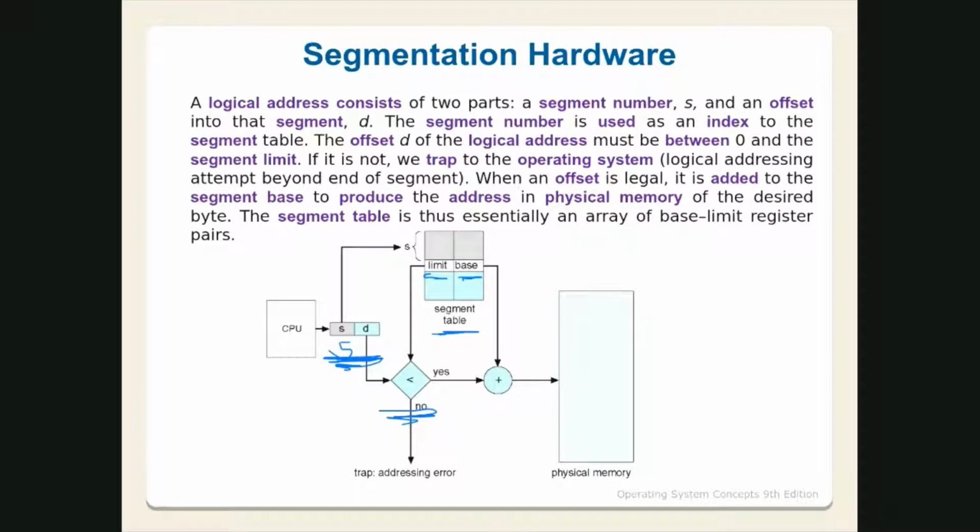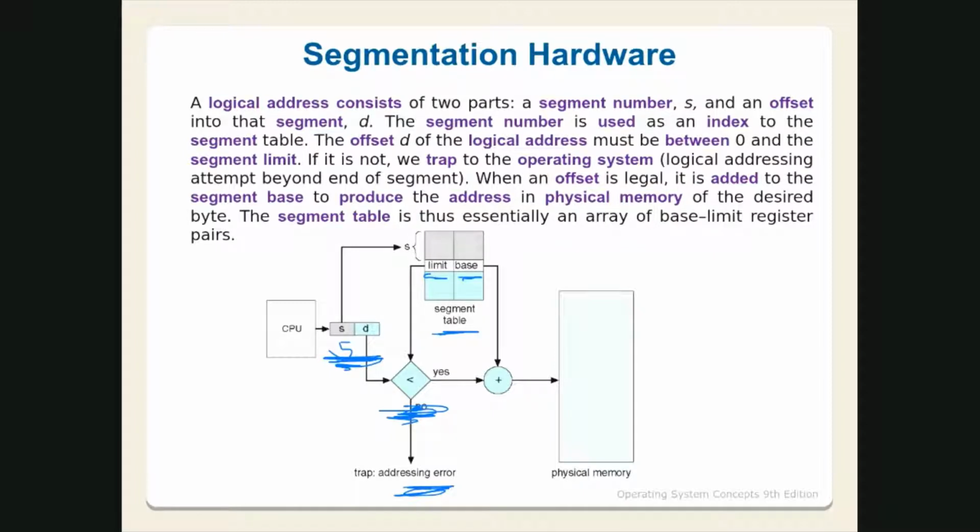Can you see here? Here you are checking. The offset has to be less than the limit. If it is not less than the limit, you have the operating system trap. Trap means it says that you are going beyond the limit. What do you mean by beyond the limit? You are trying to access another location in your memory which belongs to another process, not to this process. Okay, that is the meaning of it. We call it operating system trap.